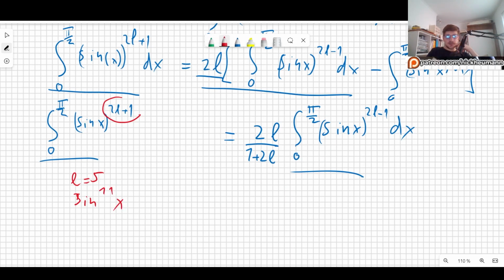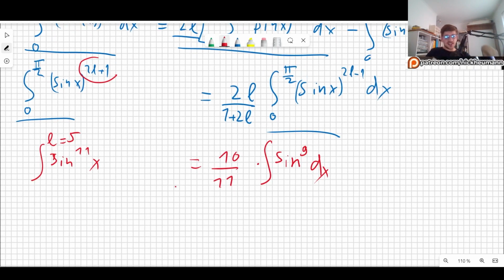So that would be sine 11x. And here we would have 2 times L, which would be 10 divided by 11, times sine of, look at this, 2L minus 1, right? So the integral, of course. So this is also an integral, and this is to the 9th now. So what we managed to do is that we lowered basically our case. We started at some odd number, and now we found that the integral is the integral of the next odd number that is lower, times some constant.